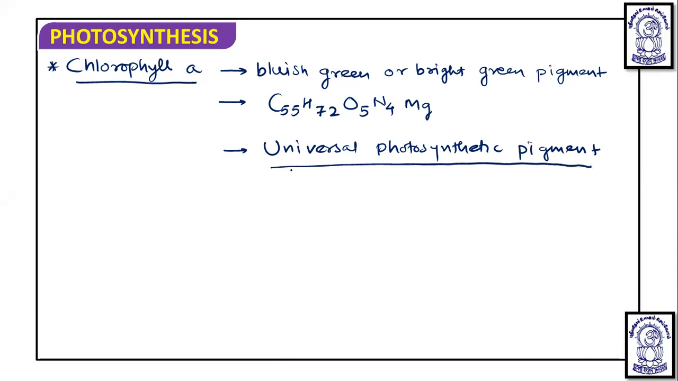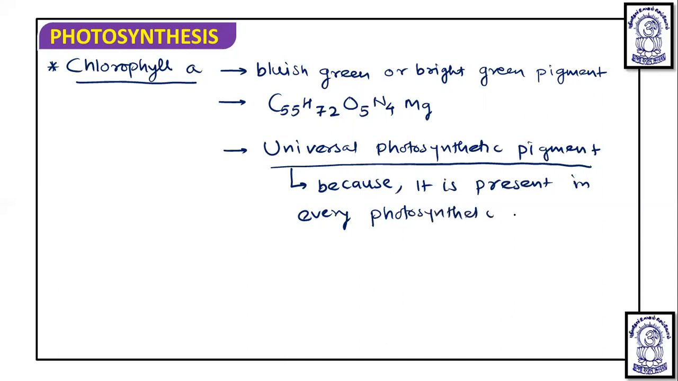It is known as universal photosynthetic pigment because it is present in every group of photosynthetic organism, or every photosynthetic organism, except eubacteria.